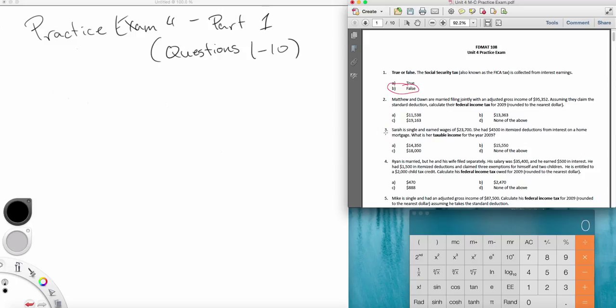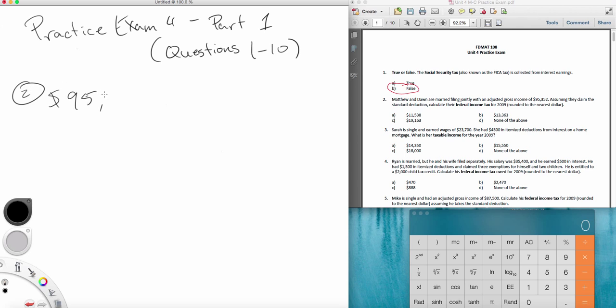Matthew and Donna are married jointly with an adjusted gross income of $95,352. Assuming that they are in the standard deduction, calculate the federal income tax for 2009. All right, so we'll start with their adjusted gross income, which has already been determined for us. So this is question 2. And we have $95,352. Now, they're going to take the standard deduction, so let's subtract that.